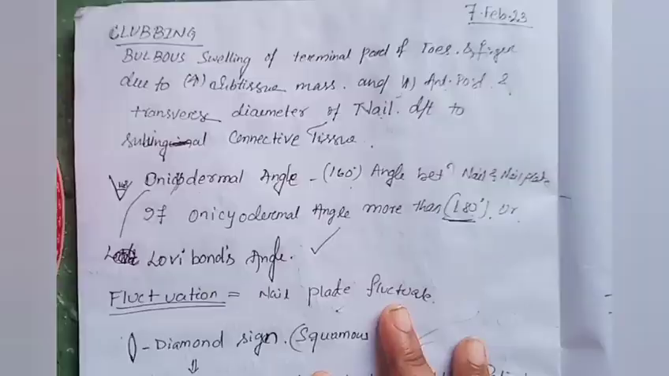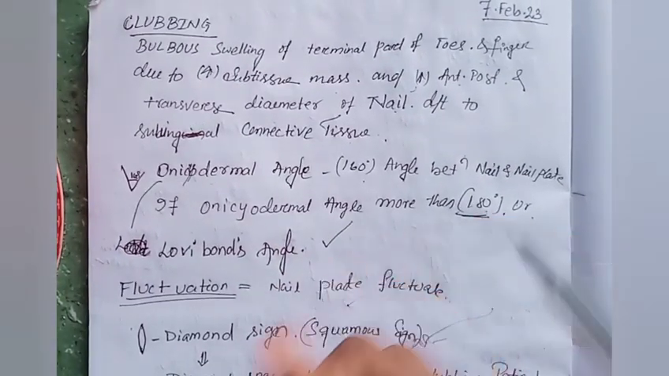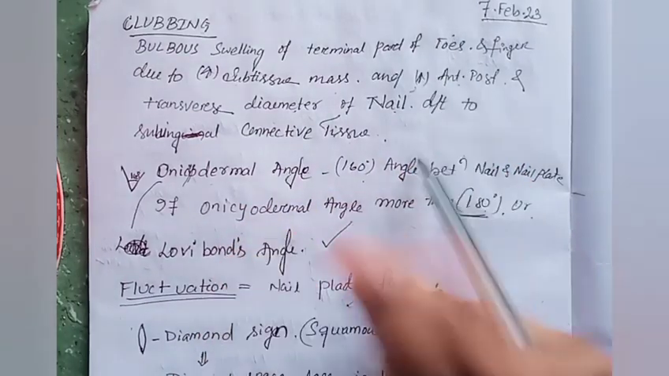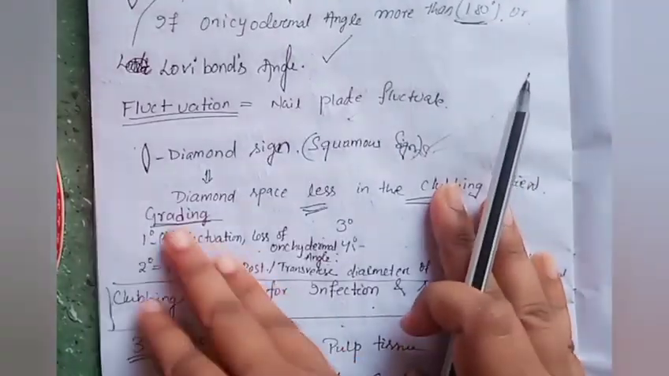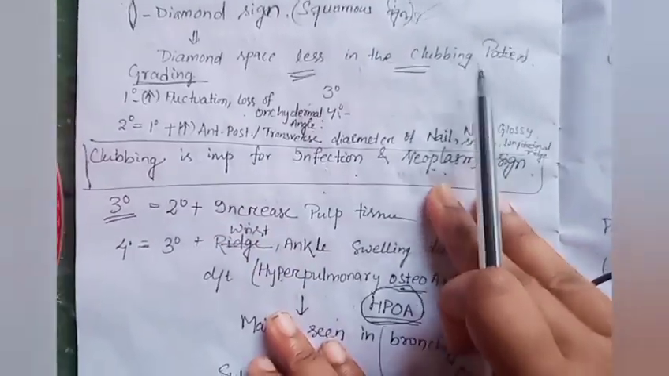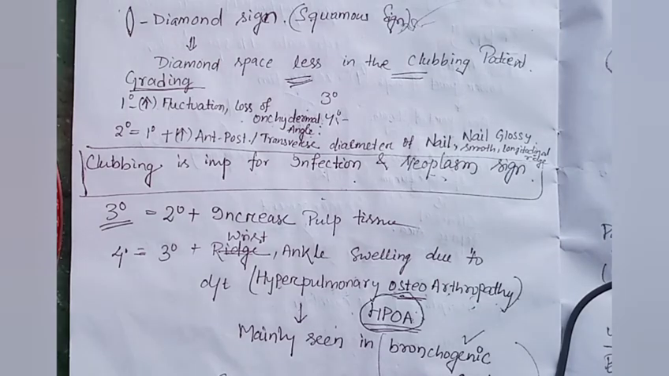Okay. Up to this you understand, so let us recap for a few seconds. We discussed the definition of clubbing, the signs of a clubbing patient, the gradation of clubbing, and the most important signs of clubbing. Now we discuss the investigation of clubbing.